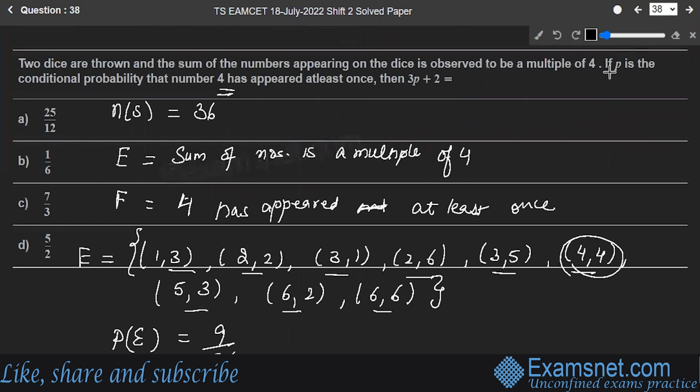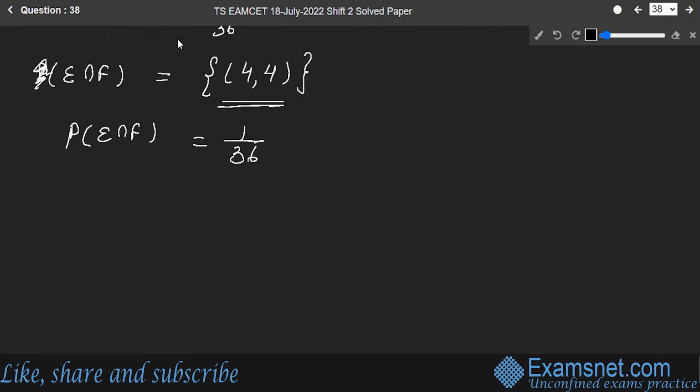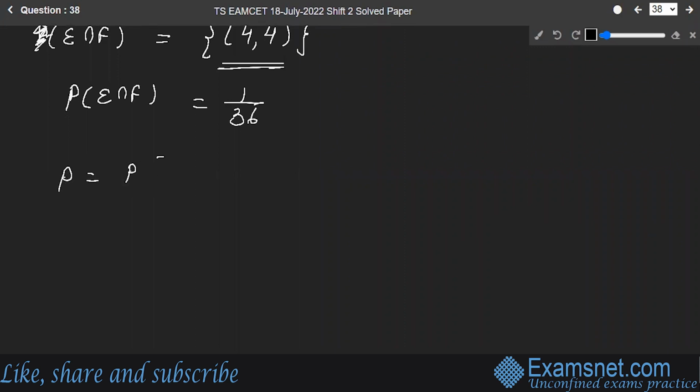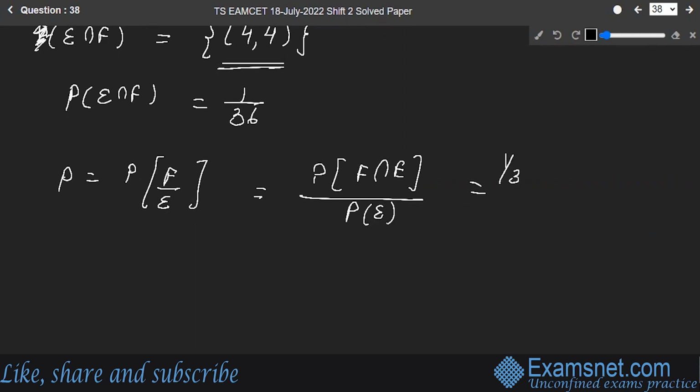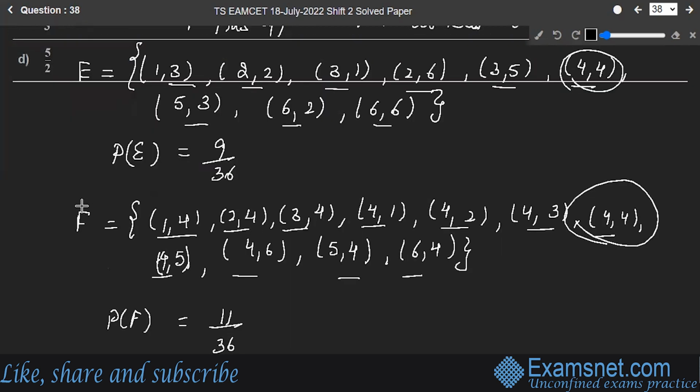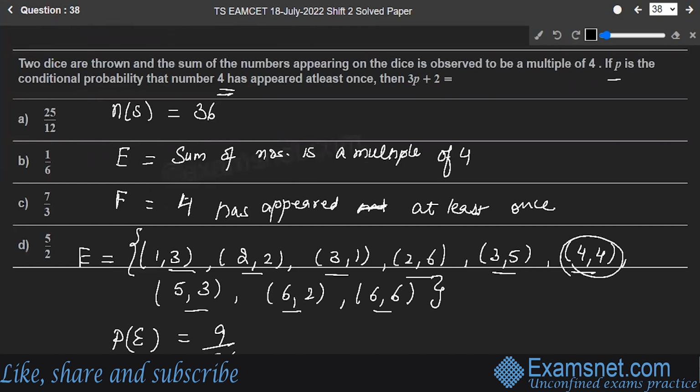Now in the question, it is given that small p is the conditional probability that number 4 has appeared at least once. So small p is the conditional probability of F given E, which is probability of F intersection E upon probability of E, which is 1 by 36 upon 9 upon 36, which will be equal to 1 by 9. This is small p. What we had to find out is 3p plus 2. So 3p plus 2 is equal to 3 into 1 by 9 plus 2, that is equal to 1 by 3 plus 2, that is equal to 7 upon 3. So we have option C as the answer to this question.